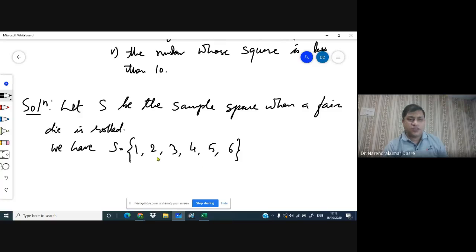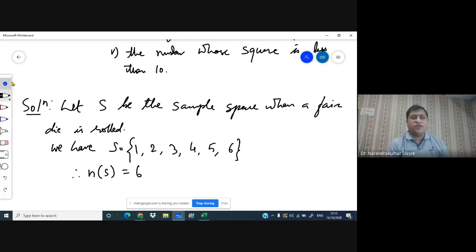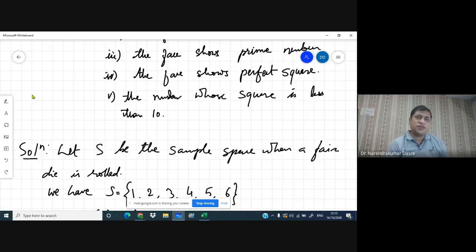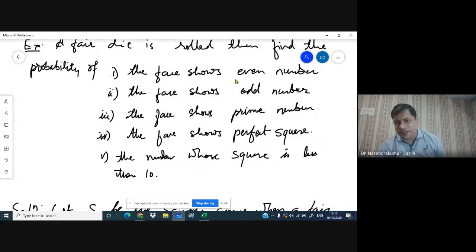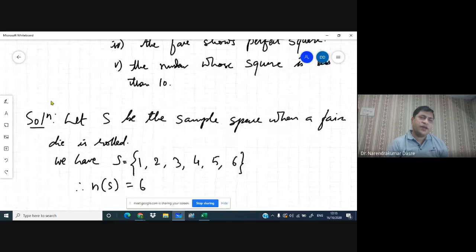Okay, so this way we have the 6 sample points. Hence we can write number of sample points is equal to 6. Now we have to consider these events one by one. Let us consider what the first event is: the face shows an even number. So we consider the event A.